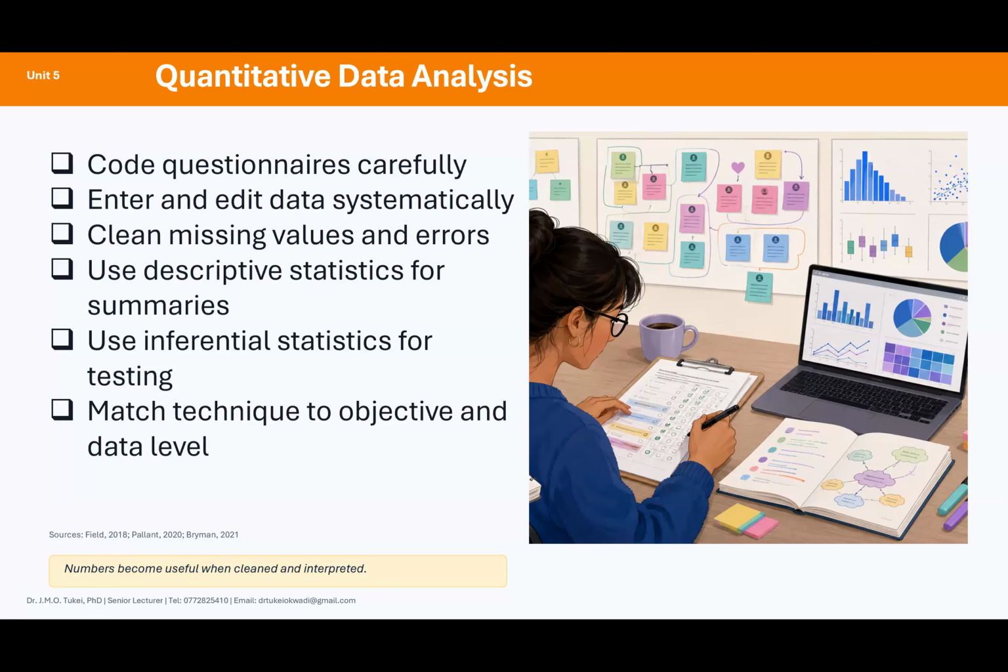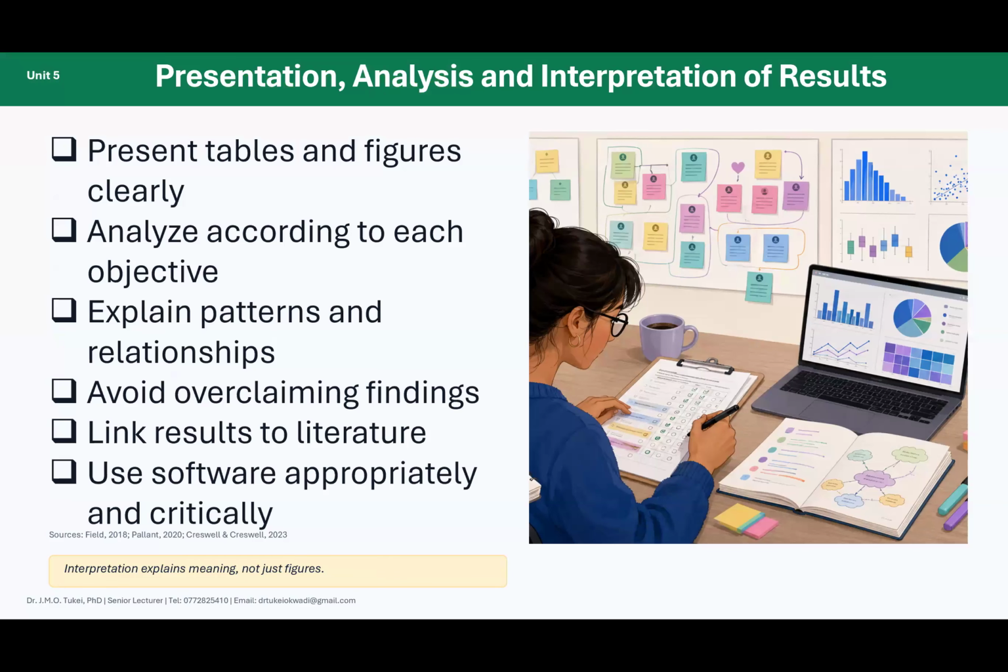I want us to look at unit number 5, very broad, and we're looking at presentation and interpretation of results. Colleagues, results should be organized according to the research objectives and questions. Tables and figures must be clear, numbered, titled, and referenced in the narrative. The researcher should highlight important patterns without repeating every number already visible in the table.